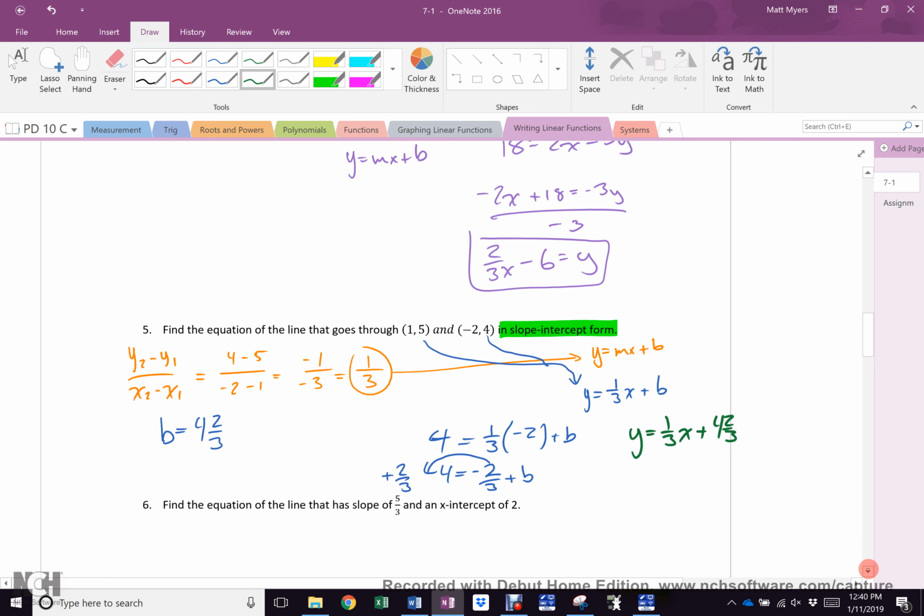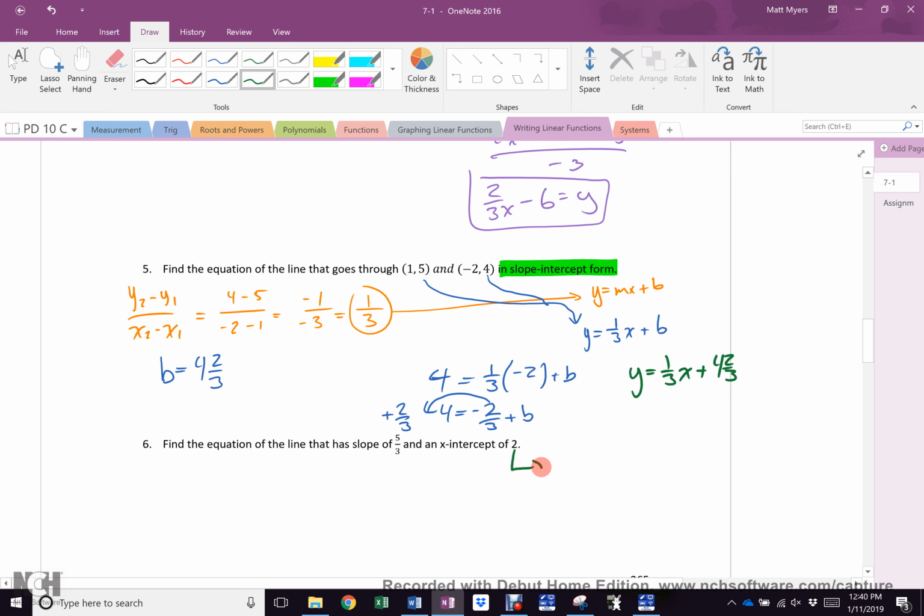No. But doesn't the x-intercept have an xy value? What is it? It's x, 0, correct? So now I have a slope, I have an x, and I got a 0, don't I? So what form could I use? What could I do here?